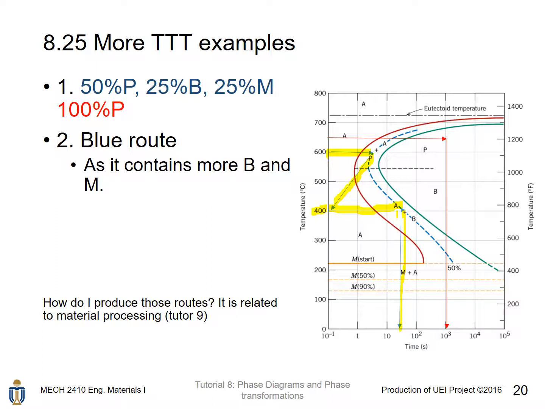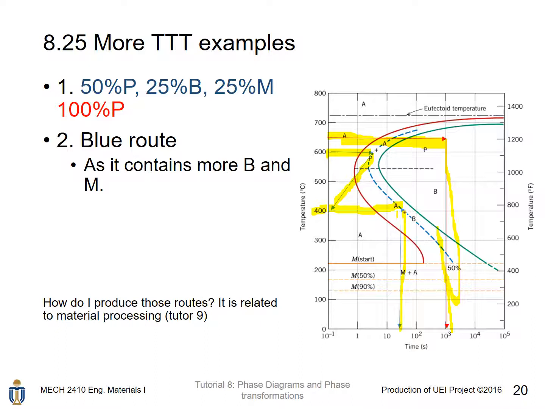Because pearlite, bainite, and martensite will not change to other microstructures, only austenite will change in the phase transformation. And that's why you have the following composition. For the red route, it is pretty straightforward. After this route, it is 100% pearlite. Even though it is cooled to 0 degrees Celsius, it will still not change to martensite, because only austenite will change to bainite or pearlite or martensite.